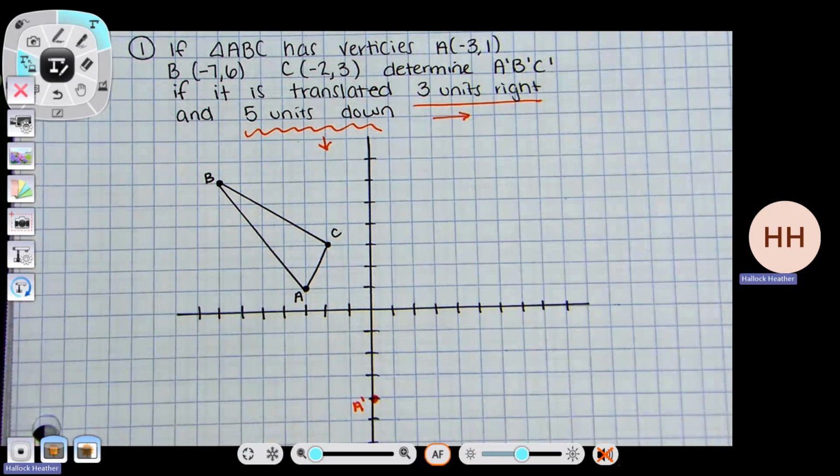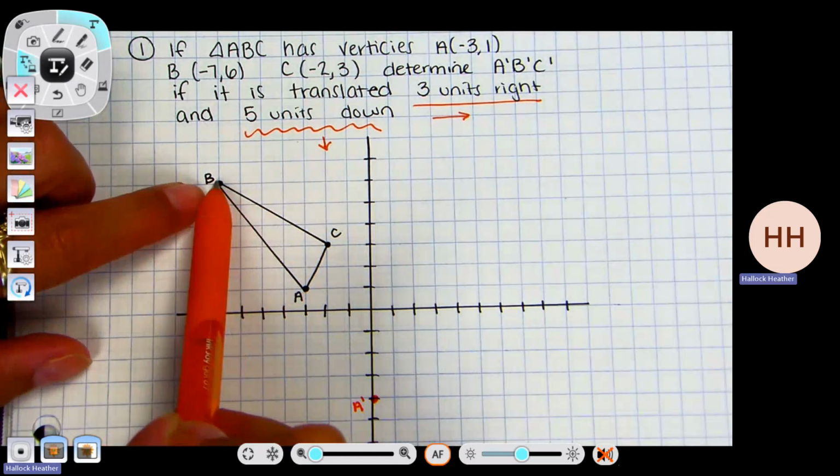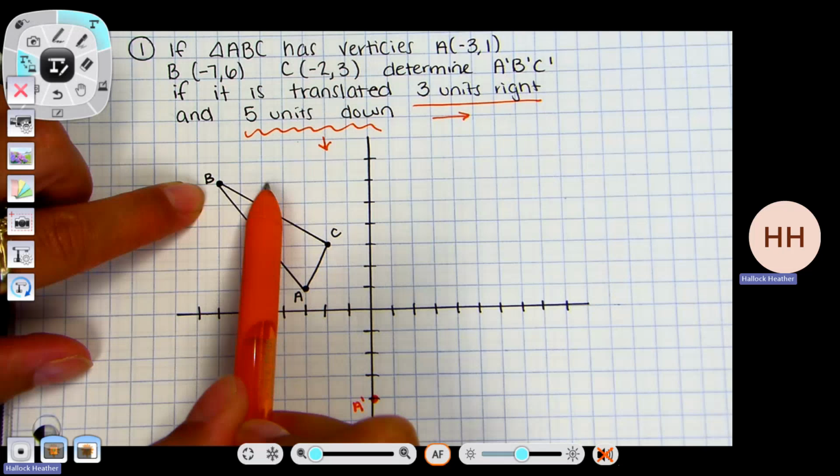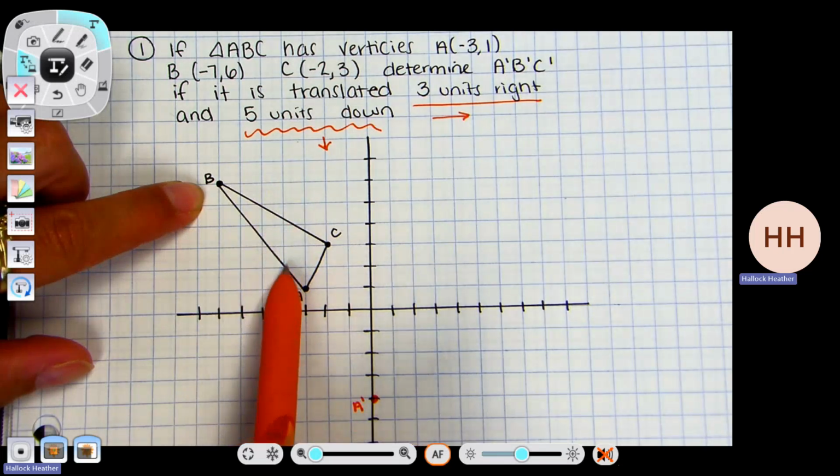Do you remember this from middle school? Yeah, kind of, maybe. Maybe not. So we're going 3 units right, 5 units down. 1, 2, 3. 1, 2, 3.